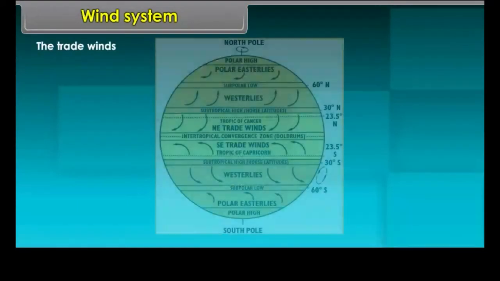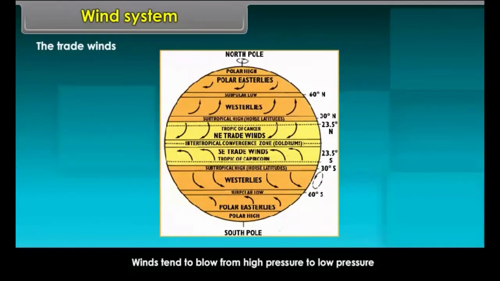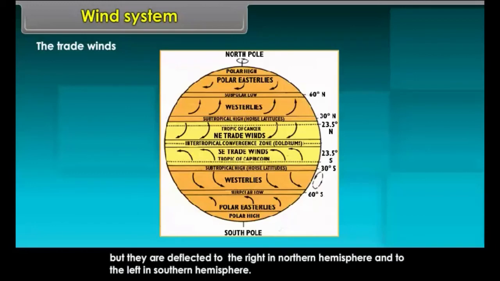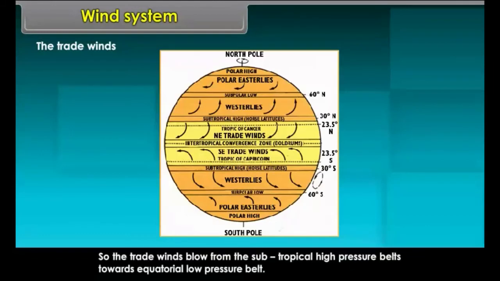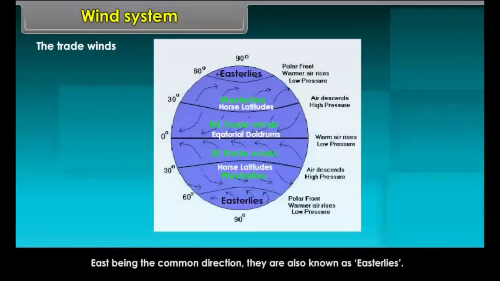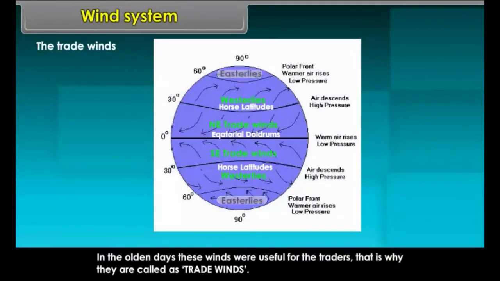The trade winds. Winds tend to blow from high pressure to low pressure, but they are deflected to the right in northern hemisphere and to the left in southern hemisphere. This is as per Ferrel's law of deflection. So, the trade winds blow from the subtropical high pressure belts towards equatorial low pressure belt. East being the common direction, they are also known as easterlies. In the olden days, these winds were useful for the traders. That is why they are called trade winds.